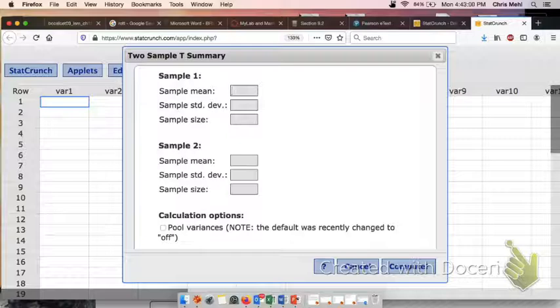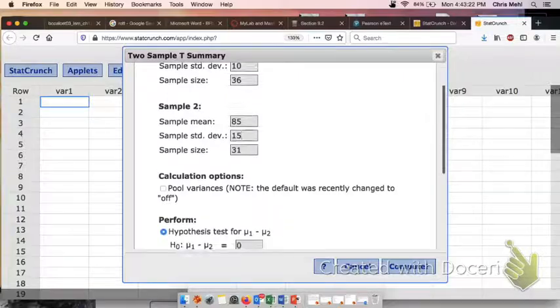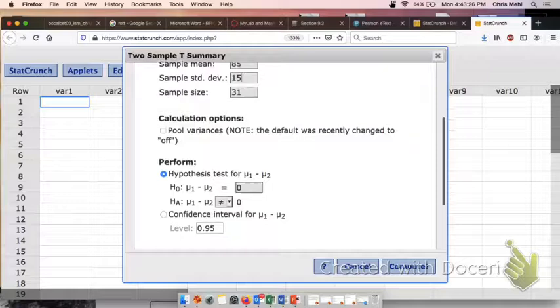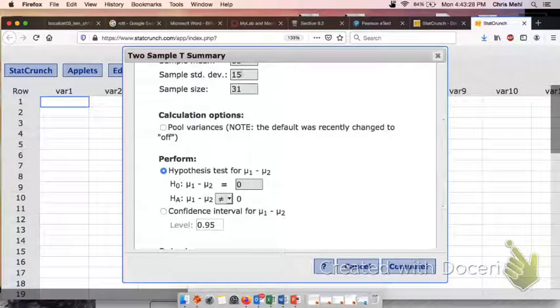Now, your first sample is coming from Mr. Smith's class. The mean grade of the students was 78, the standard deviation was 10, and there were 36 students in the sample. In Mrs. Jones' class, there was a mean grade of 85 among the 31 students, and a standard deviation of 15. Do not select the pool variances option.